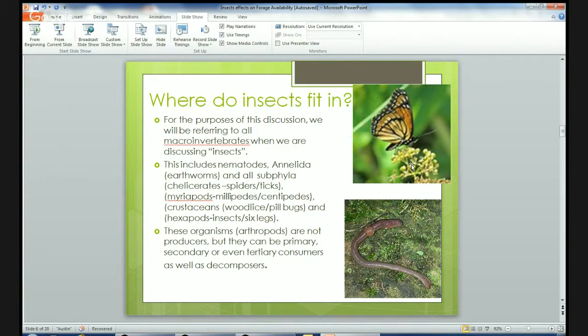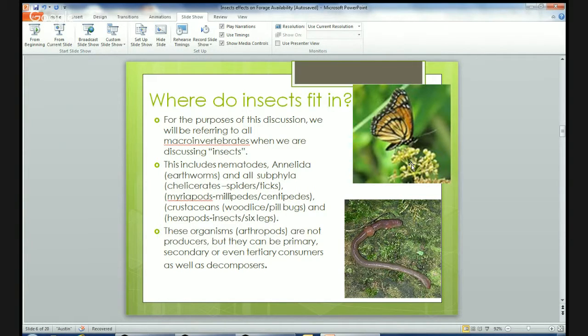And this is going to include nematodes, annelids, those are your earthworms, and all of the subphyla that we're dealing with when we're looking at arthropoda. So arthropods, that's going to include spiders and ticks, even though those aren't insects, they're still a part of it. Millipedes and centipedes, pill bugs, sow bugs, and your classic true bugs and everything with 6 legs.